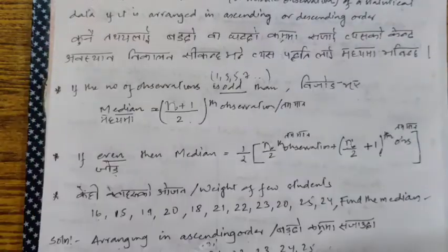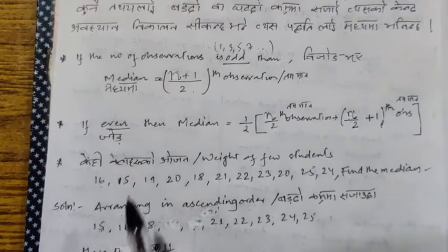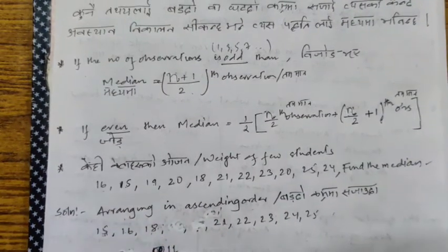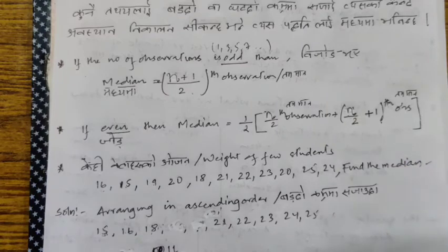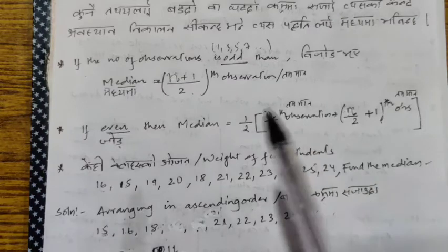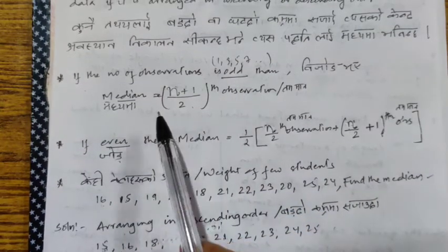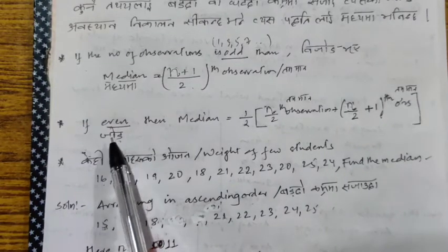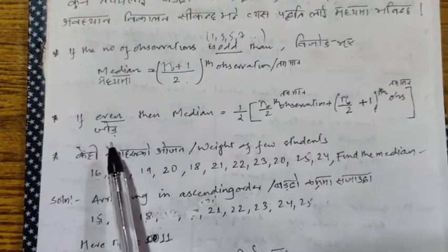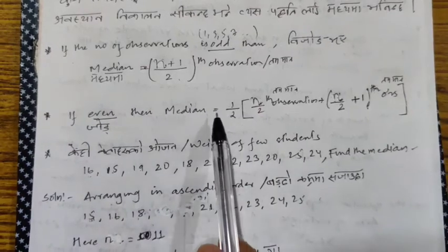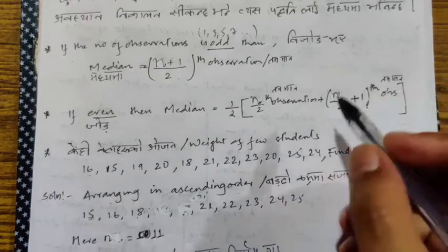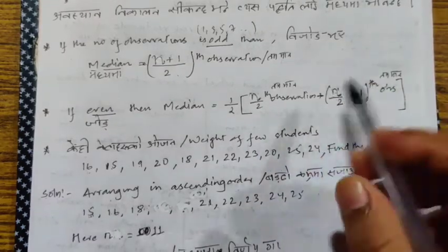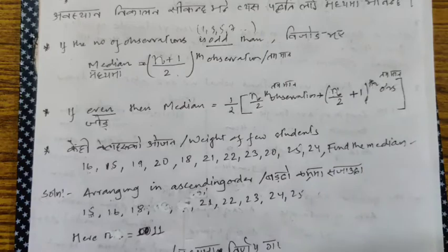Now if the number of observations is even, by observation I mean the raw data given to you. You count the raw data, and once you end up counting, if you end up being odd, you'll use this formula. If you end up even, you'll use this formula. When the number of raw observations is even, this is the formula: 1 by 2, and under this big bracket we have the (n by 2)th observation plus, again in bracket, the (n by 2 plus 1)th observation.